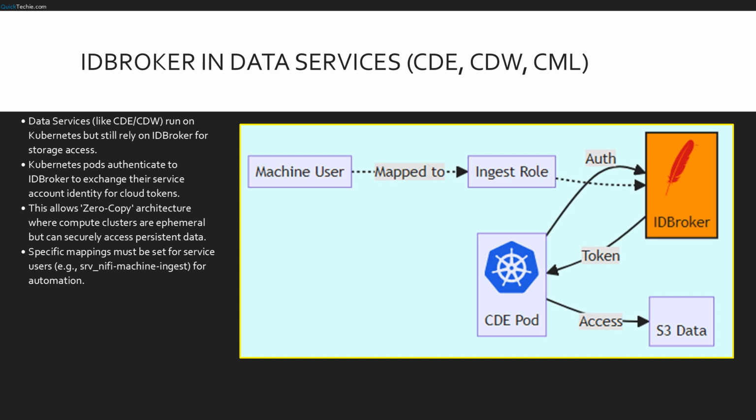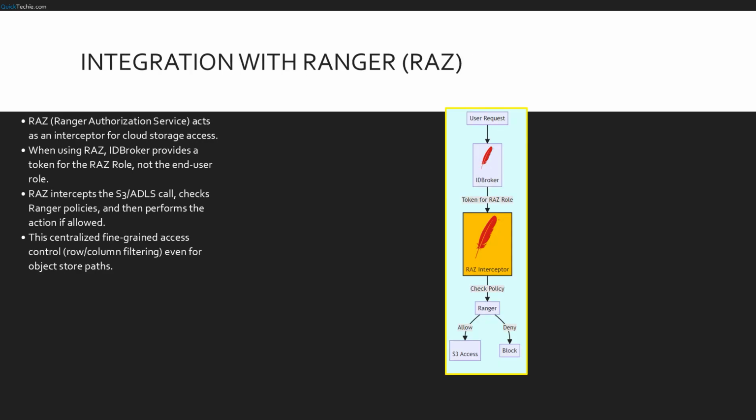The lower section shows a machine user, representing an automated service, which is mapped to an ingest role within the IDBroker configuration, facilitating automated, secure access. For advanced security, IDBroker works hand-in-hand with RAZ, the Ranger authorization service. In a standard IDBroker setup, the cloud role dictates access. But with RAZ, IDBroker issues a token for a special high-privilege RAZ role.